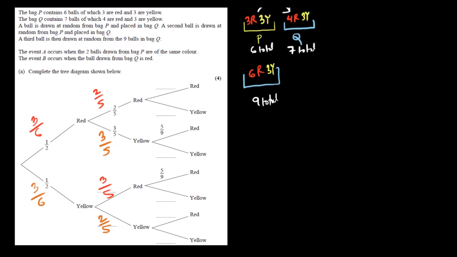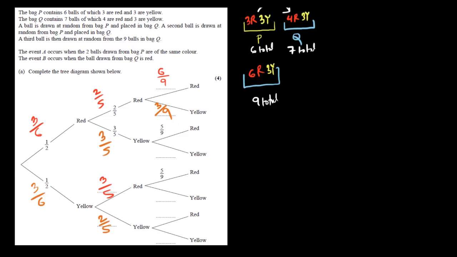When you go through this branch, red and red, what is the probability of red here? Of course, the probability is 6 out of 9. So 6 out of 9 is the probability that it will be red when you're taking from bag Q. Now you have taken 2 red, and you want to take a yellow. That means there are 6 red items, and the number of yellow is still 3. Since you have not taken any yellow, the probability of yellow is 3 out of 9.